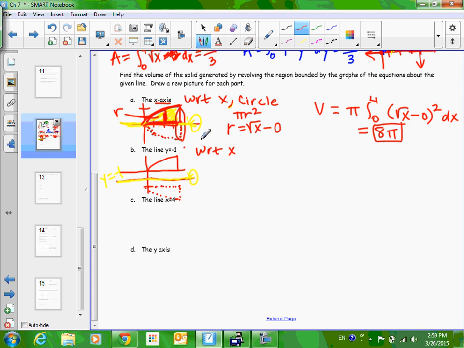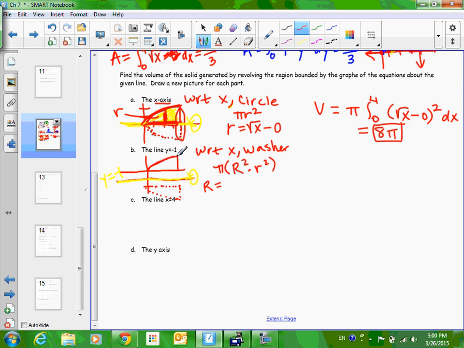Okay, so we're going to write that down. We're going to write washer. And then we're going to write the formula for washer, which is pi, parentheses, big R squared minus little r squared. And then I need to know, okay, what is big R? What is little r? Okay, I want you to watch this up here. Don't zone out on me here.